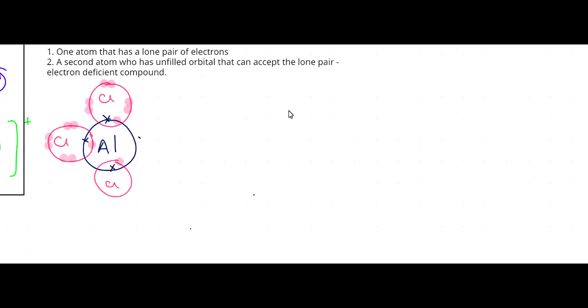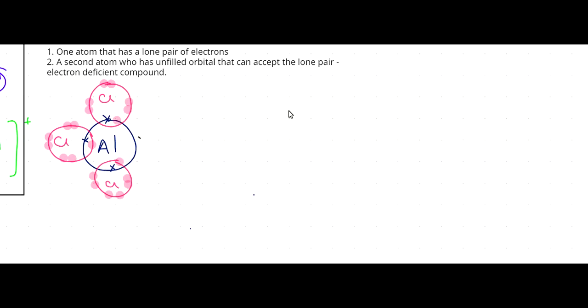Now, notice something interesting. Chlorine is all happy and dandy because chlorine has 8 electrons in its outer shell. Chlorine is like, listen, I've got 8 electrons in my outer shell, I am wonderfully happy. But look at aluminium. Aluminium only has 6 electrons in the outer shell. And you know that every single atom wants to have 8 electrons in the outer shell. That's the entire purpose of bonding, because they want to have a complete octet.